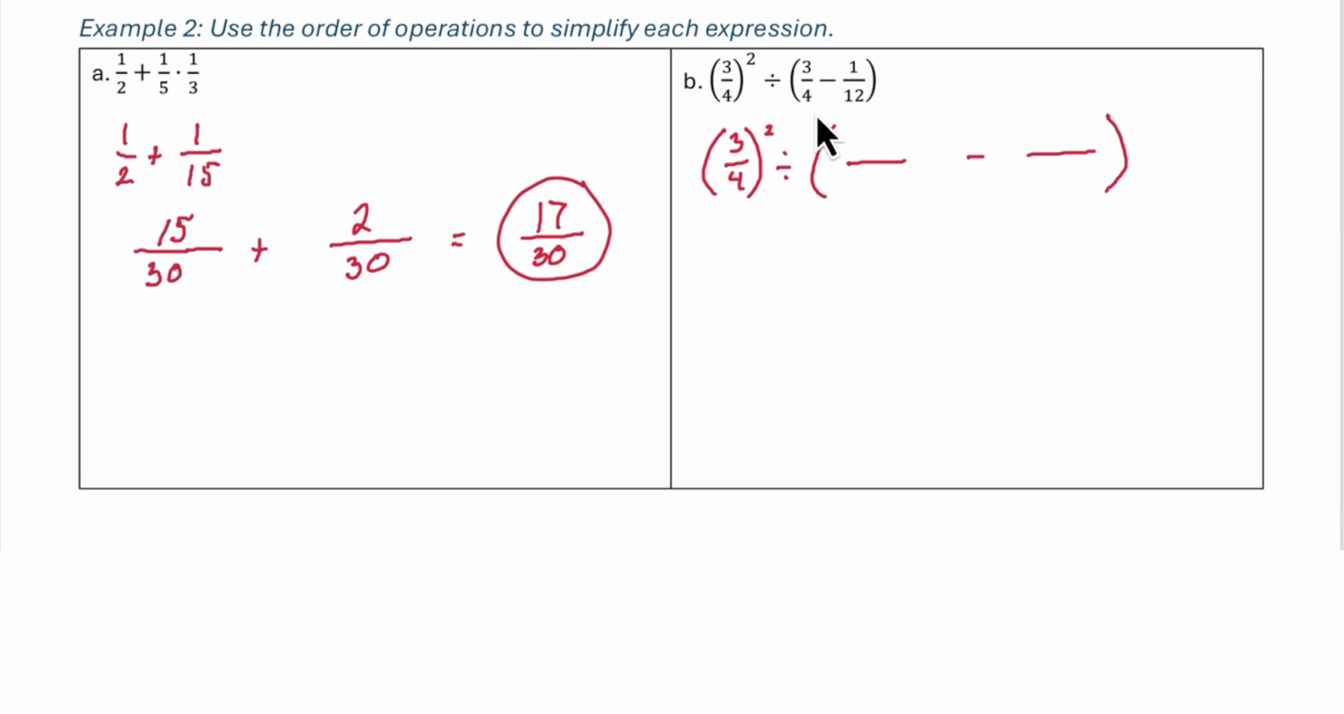The LCD of 4 and 12 is 12. Now the equivalent numerator, 4 goes into 12 3 times. 3 times 3 is 9. And 12 goes into 12 one time. 1 times 1 is 1. Now that we have a common denominator inside the parentheses, we can simplify. We can do that subtraction.